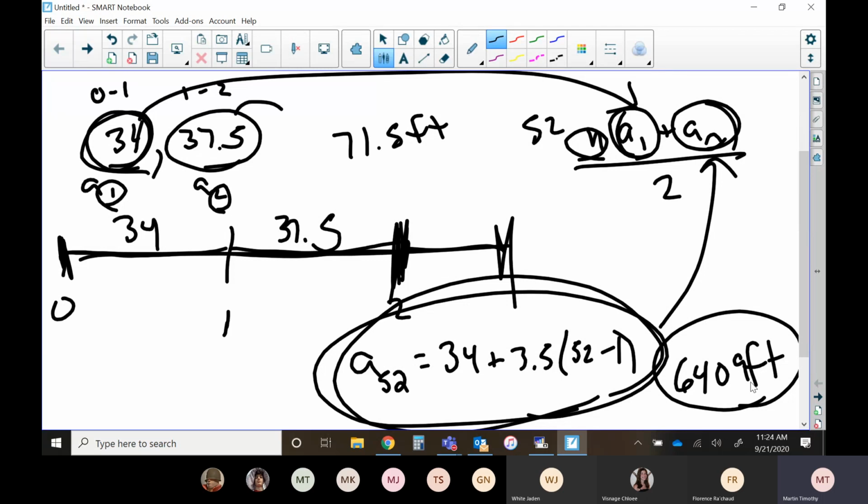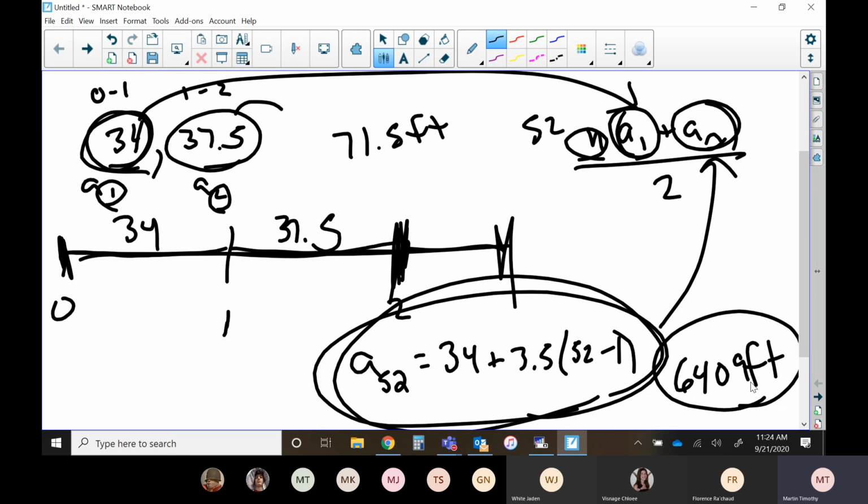So, the explicit formula helps you get the last number. That's what it does, or any of them. Yeah, but it's very helpful for the last number. Then this is a series formula. Series formula adds up all the terms in a sequence.